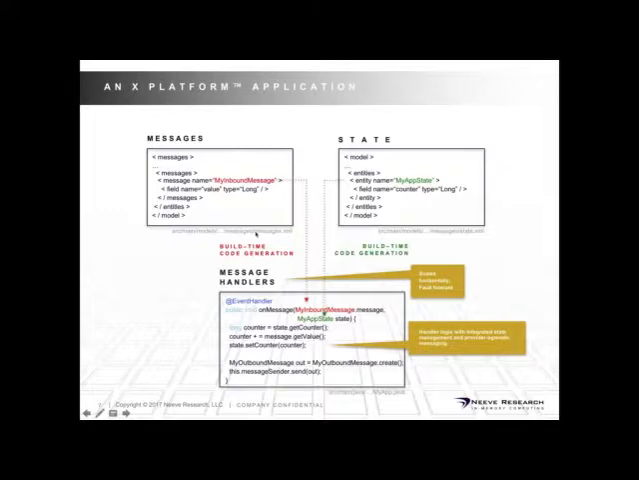We model our state and message schemas using XML. We run a code generator at build time to convert that XML into POJOs. Then we write our Java code to process those messages, manipulate our state, and maybe send some outbound messages. So here we've modeled a message called myInboundMessage and a state object called myAppState. We can ask X to inject them into our message handler method by just adding them as parameters down here.